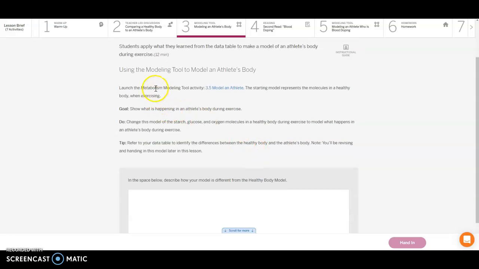So in part 3, it says launch this sim. So I'm going to launch it and let that load. And it says the starting model represents the molecules in a healthy body when exercising. So your goal is to show what is happening in an athlete's body during exercise. So what you're going to do is change this model of starch, glucose, and oxygen molecules in a healthy body during exercise to model what happens in an athlete's body during exercise. So a little tip for you is to refer to your data table to identify the differences between a healthy body and an athlete's body, and you're going to be revising and handing in this model later on in this lesson.